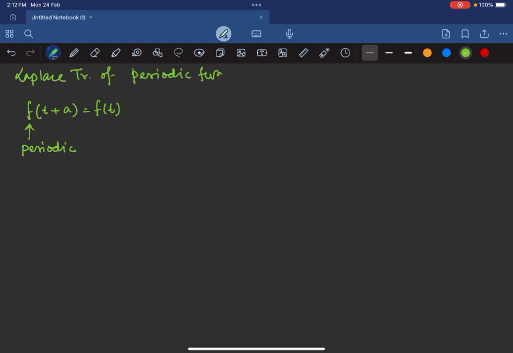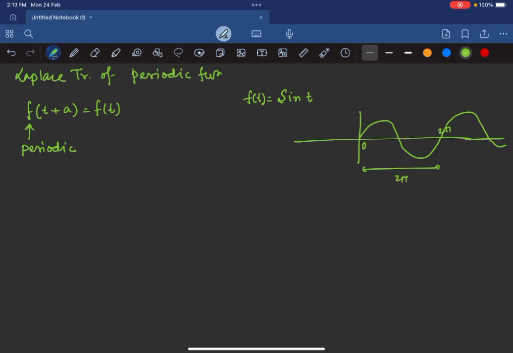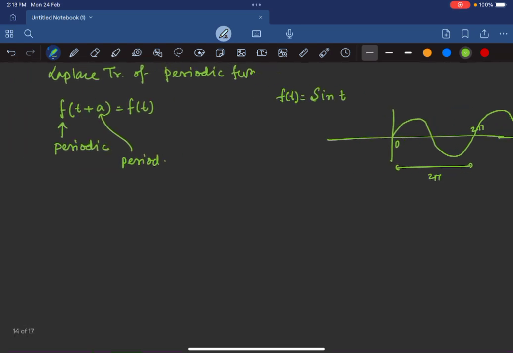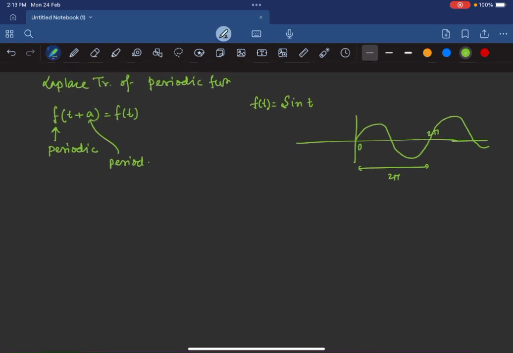Okay, so here for example you can have the sine function, sine t. Suppose f of t is equal to sine t. If you draw the graph of the sine t function, it looks like this. From 0 to 2 pi you have this function. After 2 pi the same graph will be repeated. Okay, know that. So this 0 to 2 pi, this length 2 pi, is called the principal period. Here this a is called the period of this periodic function. Okay, so this is the understanding.